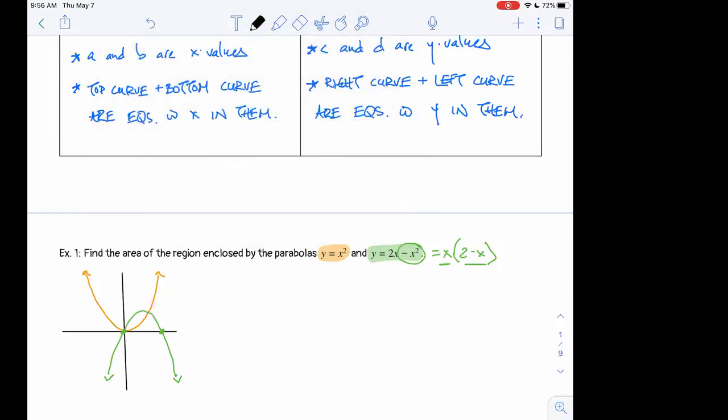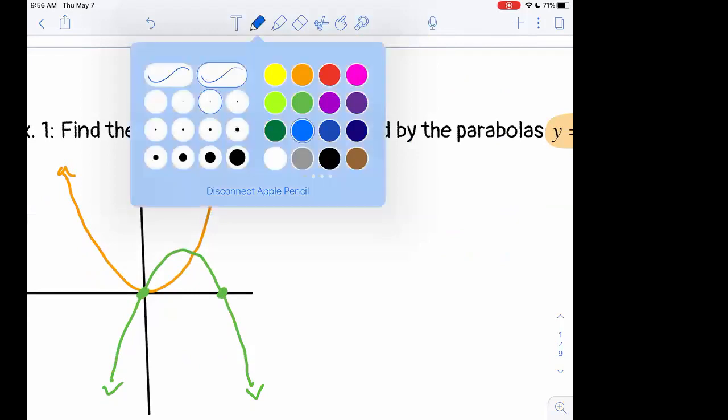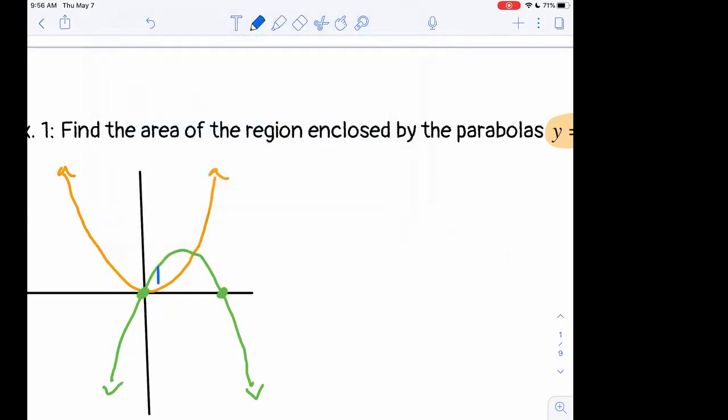All right, so now we've got our graph, and our job is to figure out the area that is in between the orange parabola and the green parabola. So I can think about it kind of like this. That could be one really skinny rectangle. This could be another really skinny rectangle. This could be another really skinny rectangle. Then I could have an infinite number of skinny rectangles in that area.